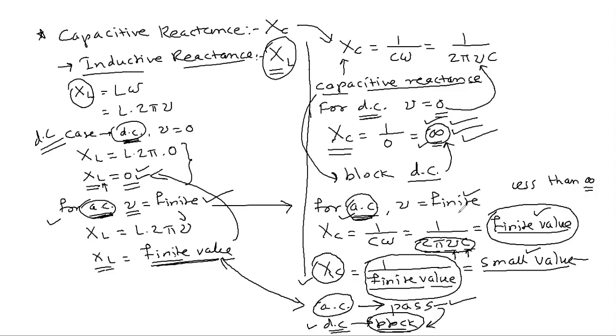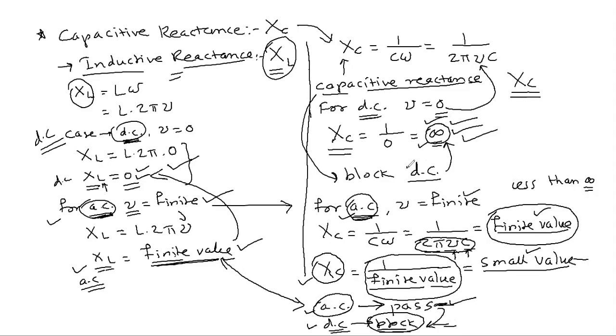Here also for AC we are getting the finite value, but compare this one, zero reactance, and here some finite value of the inductive reactance. So comparing these two, this finite value is greater than that of the zero. So there is no opposition in case of DC, but there is an opposition in case of AC, in case of inductive reactance. On the other hand, in capacitive reactance, when you apply an alternating EMF to a capacitor, it will allow the AC to pass, okay, but it will block the DC.